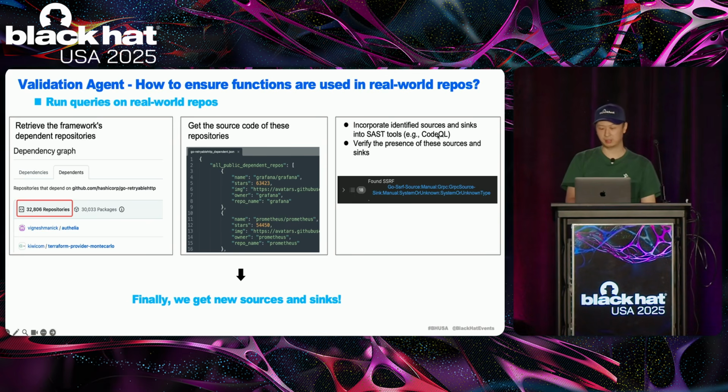And next, download the source code of these projects, sorting them by star count from highest to lowest. And finally, run a SAST tool like CodeQL with the new source sink rules applied to scan these projects. And based on the scan results, verify if the newly added source and sink is actually used. And any source or sink that isn't used will be removed.